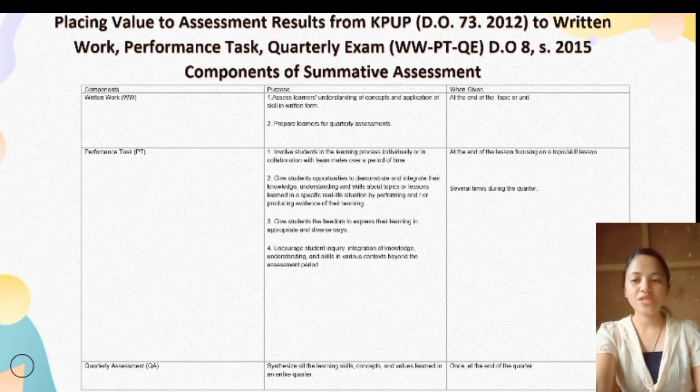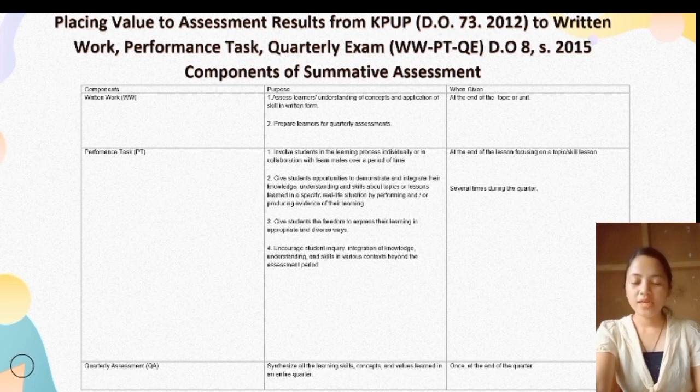So when to give this type of assessment? You're going to give this at the end of the lesson, focusing on the topic or skill lesson. So you're assessing the psychomotor domain in this type of assessment, the psychomotor domain. And in the written work, you're assessing the cognitive domain of your student.